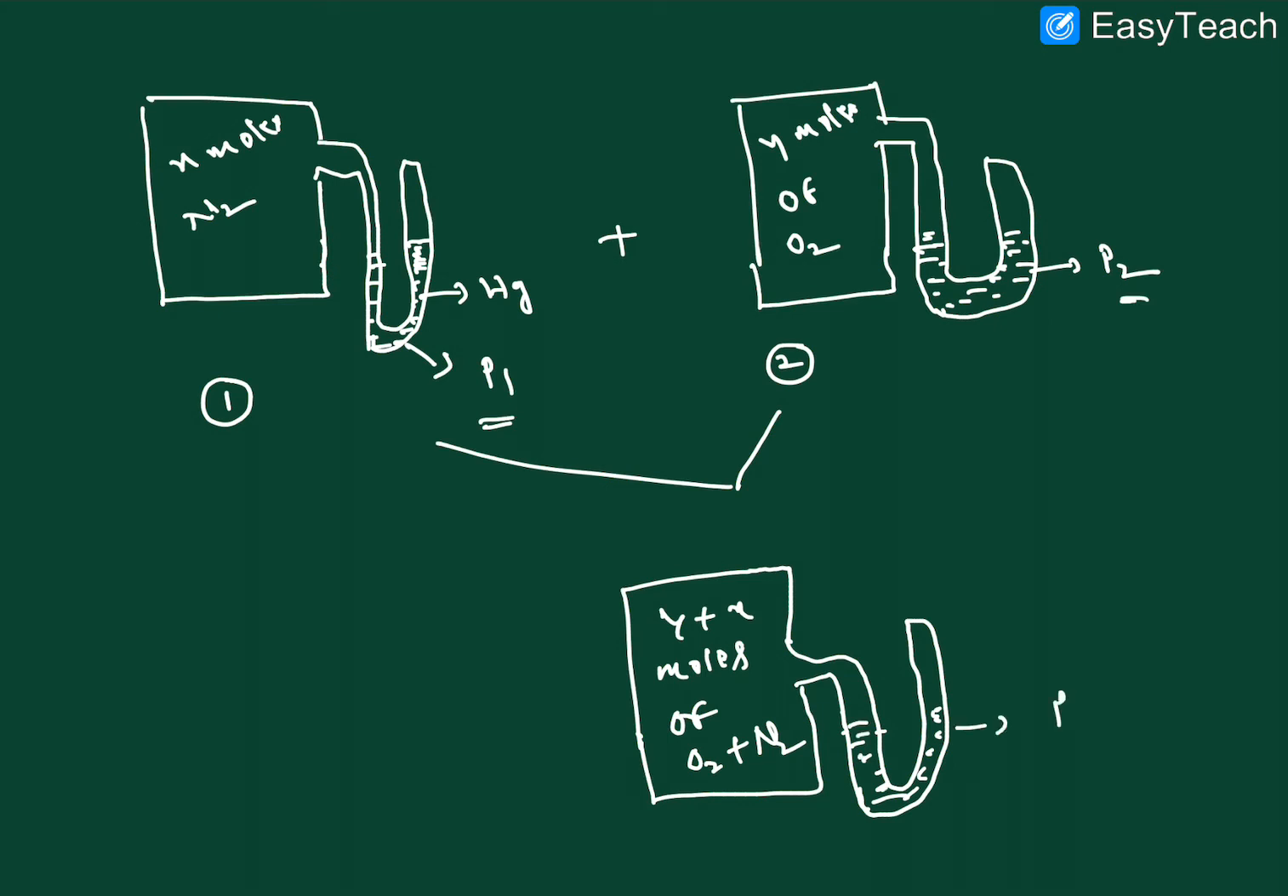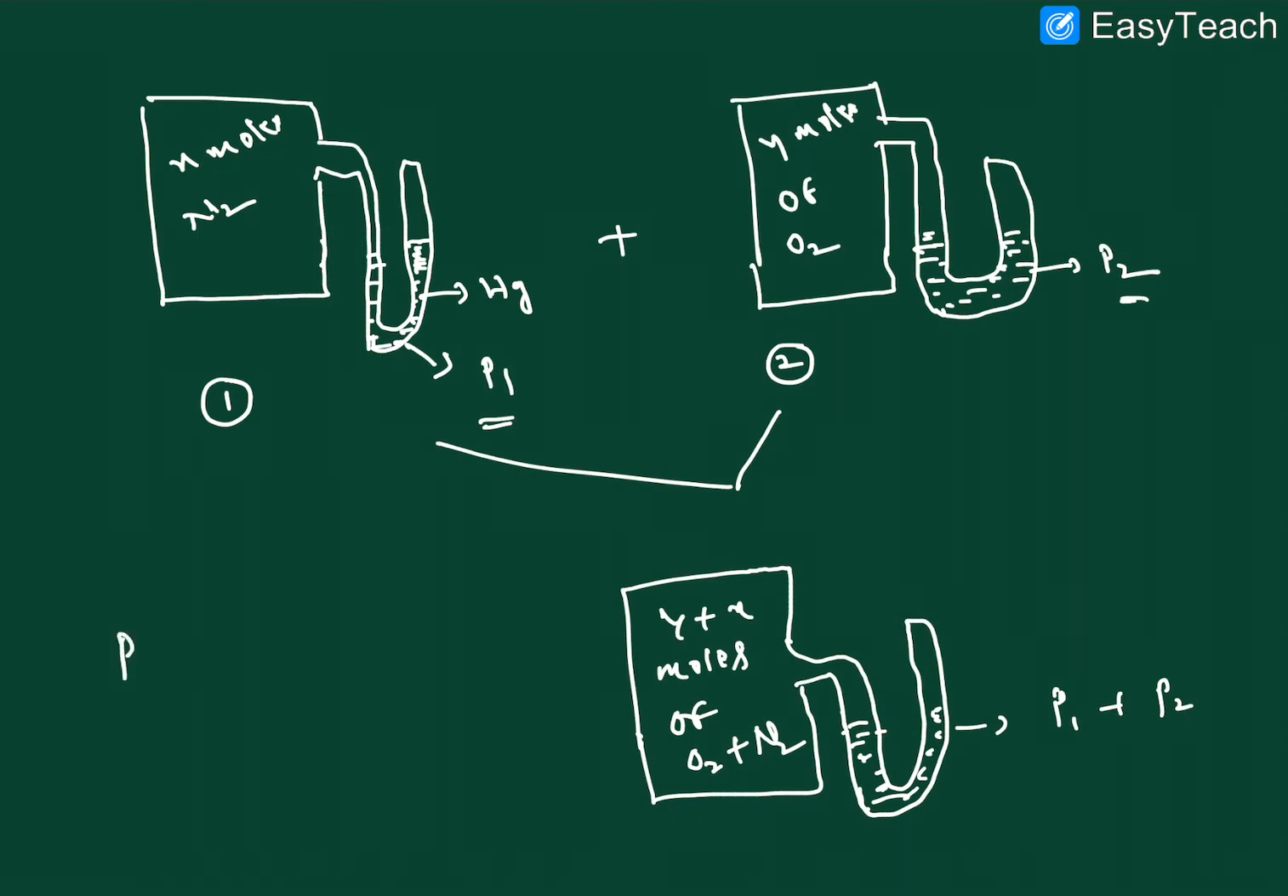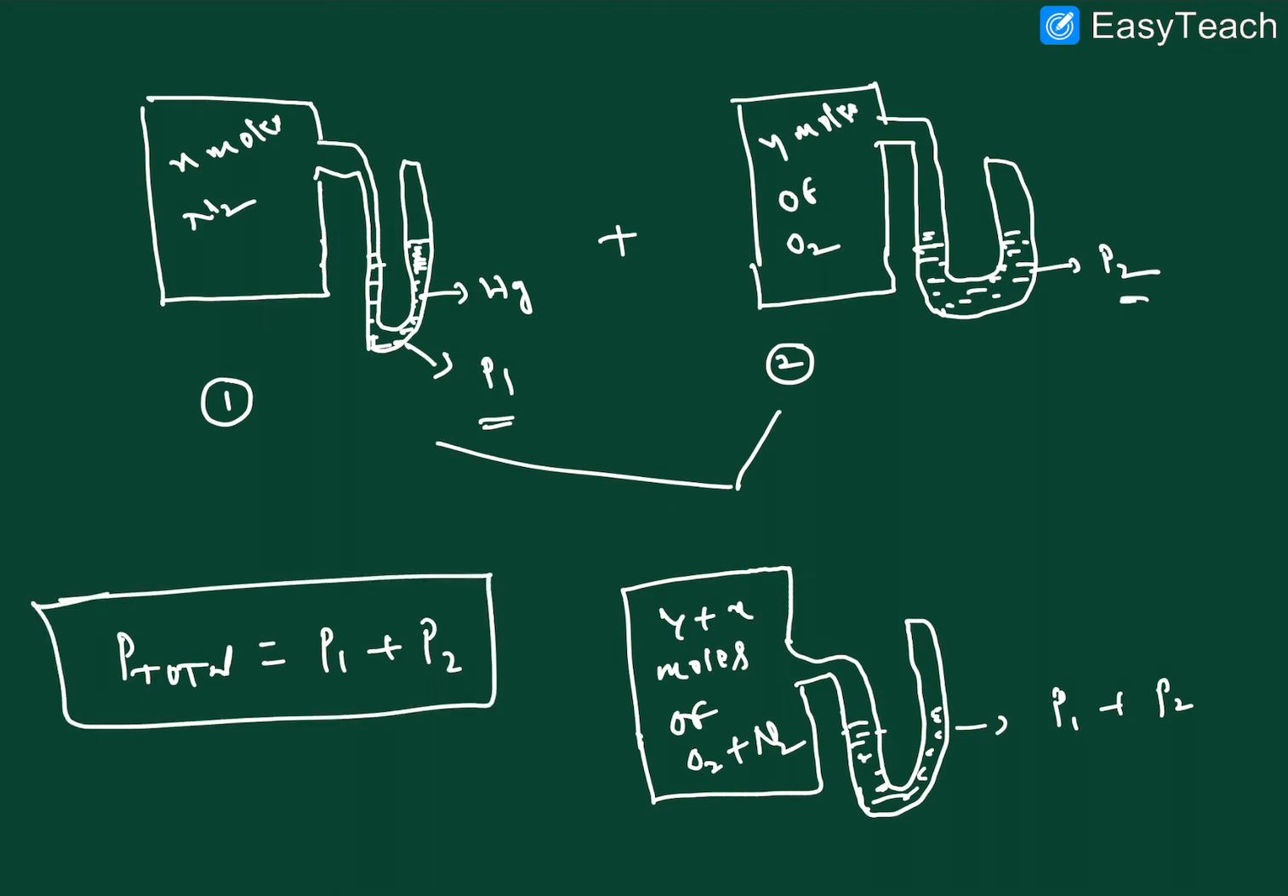The pressure is P1 and P2, and this is the total pressure. This is given by Dalton's law: the total pressure exerted by a mixture of non-reacting gases is equal to the sum of the partial pressures of the individual gases. So P total is equal to P1 plus P2. I hope it is clear. These are the partial pressures of the individual gases.